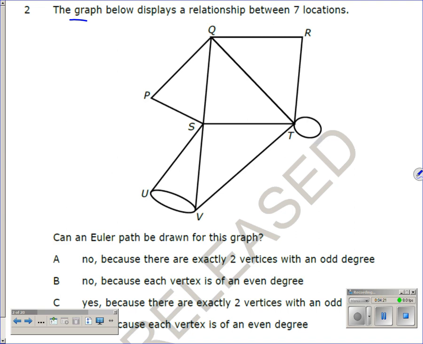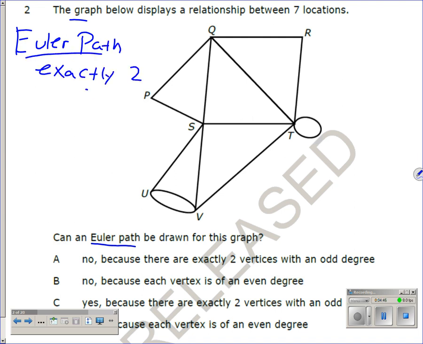And all it wants us to do in this problem is say, can an Euler path be drawn for this graph? How do I determine if we have an Euler graph? You have to get every point. Exactly 2 odd vertices. Absolutely, yeah. It's all about the degree of the vertices. So an Euler path is exactly 2 odds. What about an Euler circuit?